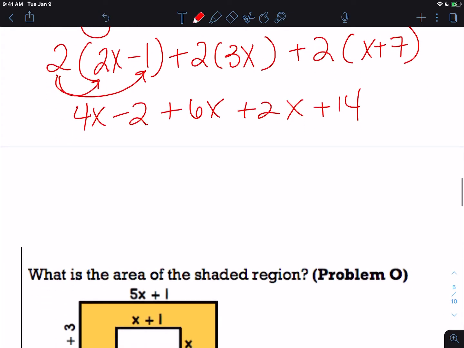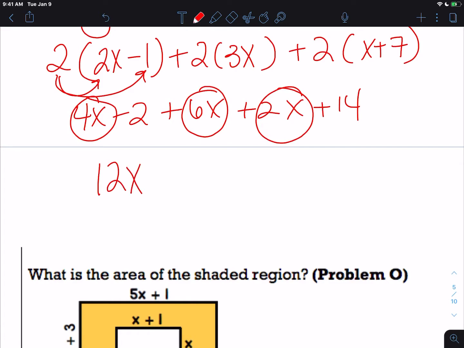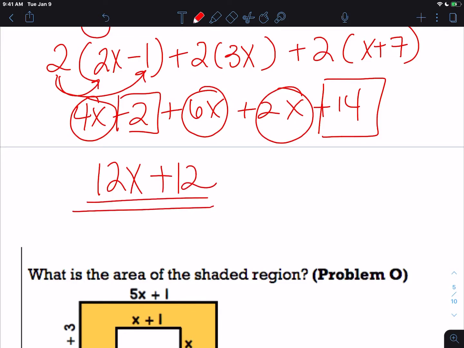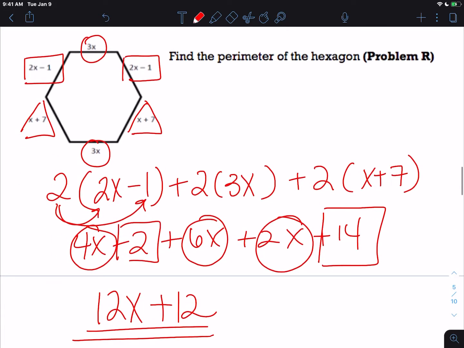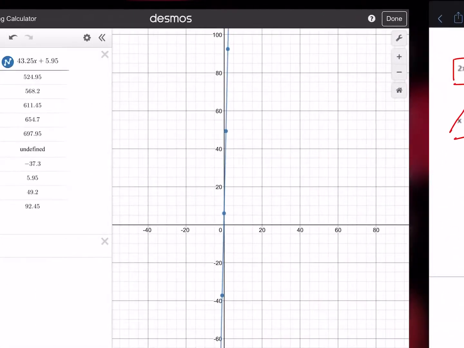Now I'm going to start combining like terms. So I'll get all my x's together. I'll get all my constants together. And I have a solution, 12x plus 12. Let's say I wanted to verify that with my calculator. I can type in this original and then see if it comes out the same whenever I type in my answer, to verify they're the same equation.